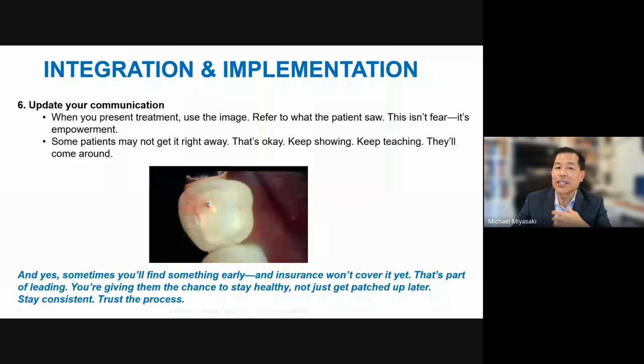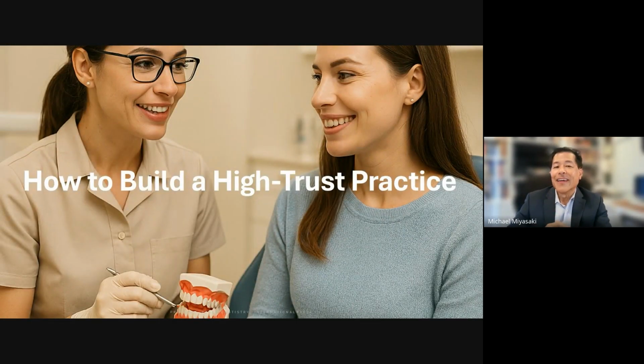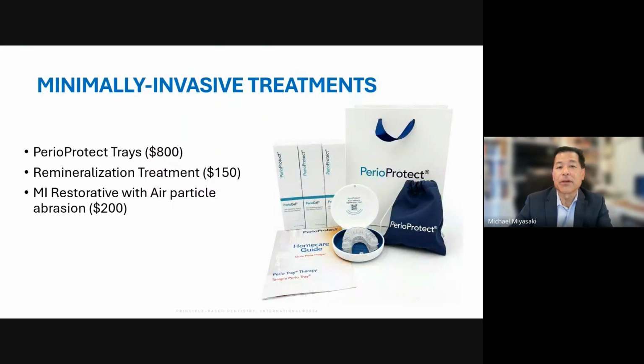So if you want to wait till it turns into disease and it affects your gums or affects the tooth, that's your choice. But what we're trying to do is build a high trust practice where we help the patient see, we make our recommendations, and we try to advise them towards minimally invasive treatments. So one of the things that we use are PeriProtect trays. We use those trays with remineralization gels. And then I'll use minimally invasive procedures where we use air abrasion.